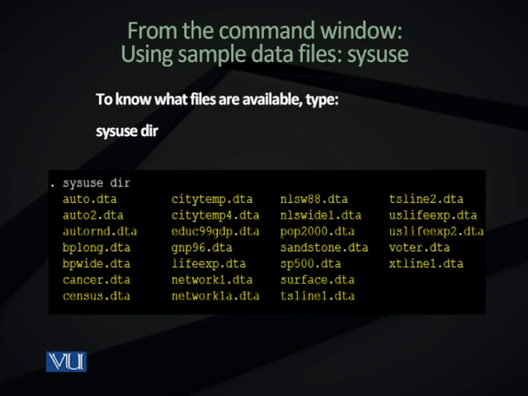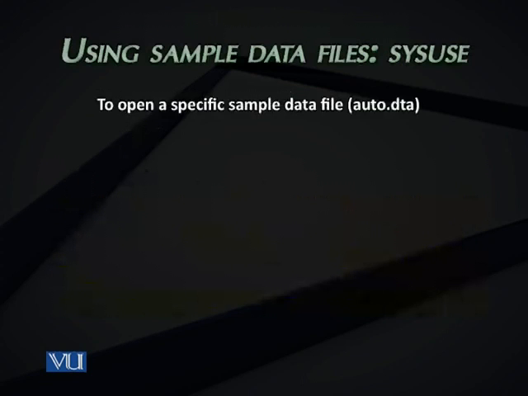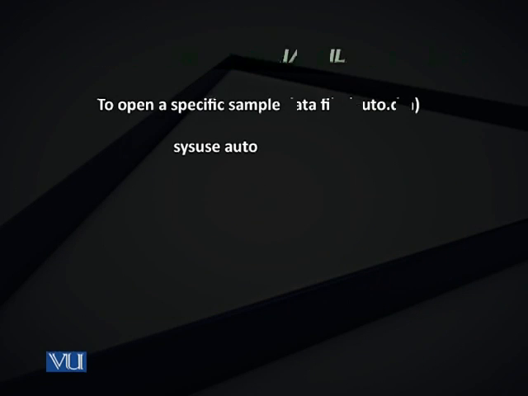Maybe in almost all of them, you have some files like auto.dta. So remember that .dta is the extension of Stata data files. You typed sysuse space dir, for system use directory, and you got the list of files. Now, as you know what files are available, you have the file auto. We'll try to open this file. The typing which we should do is sysuse auto.